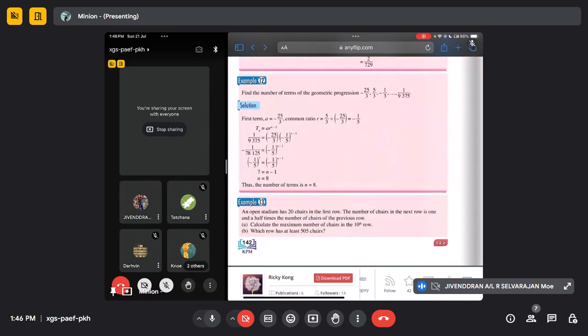Okay, thank you. An open stadium has 20 chairs in the first row. The number of chairs in the next row is 1.5 times the number of chairs of the previous row. So by this statement, we can identify that the first term a equals 20, and then they have given the ratio, which is 1.5.